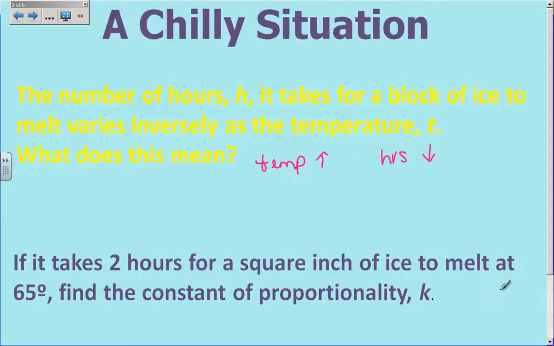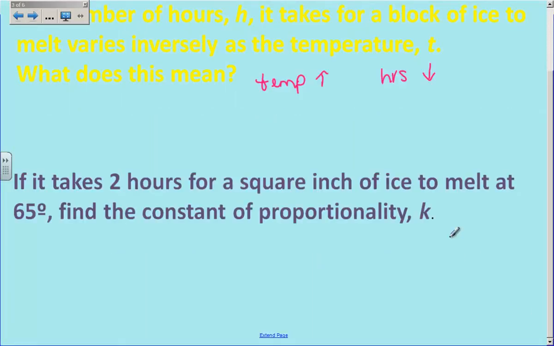So let's go back to our ice cube problem, because it asks us if it takes 2 hours for a square inch of ice to melt at 65 degrees, they want us to find the constant of proportionality, or k. So I'm going to go to this formula, y equals k over x. And before I figure out what y and x are, I have to know what's independent and what's dependent. Remember from way back when, first semester, almost every time you have time in your problem, it's going to be the independent variable. And then the other thing is going to be the dependent variable. But let's talk about this, okay?